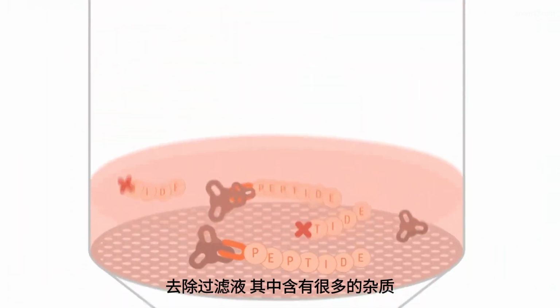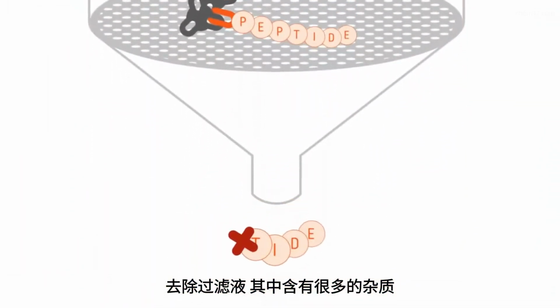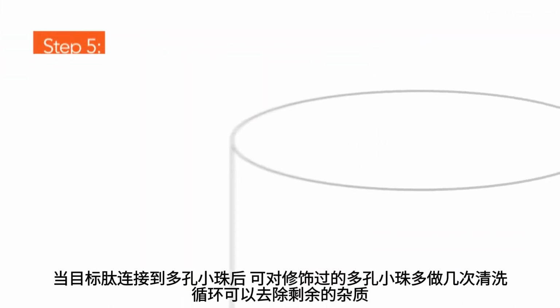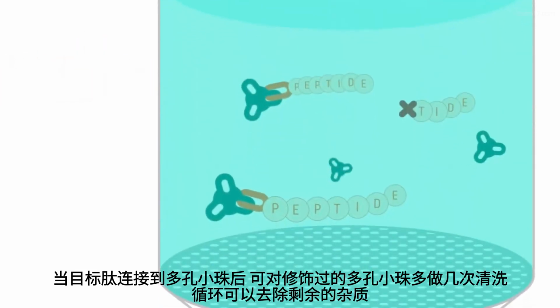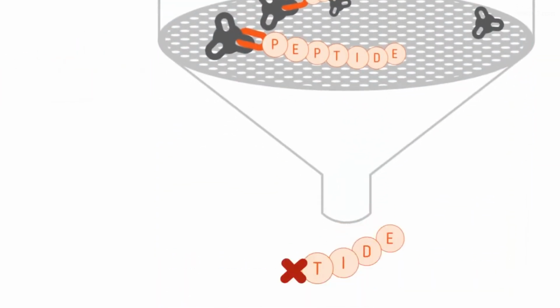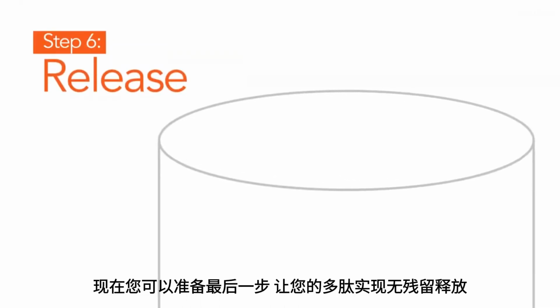Remove the filtrate, and with it, most of the dirt. In the next step, get rid of the remaining impurities that adhere to the modified beads by repetitive washing cycles. You are now ready to tracelessly release your peptide in the final step.